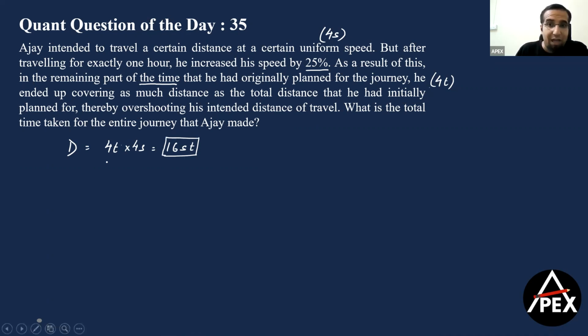Now, when he traveled for 1 hour, and the question says as a part of the remaining part of the time, so the remaining part of the time means he actually traveled for 4t minus 1 hours. Clear? And for this much time, he increased the speed by 25 percent, which means if the speed was 4s and increased by 25 percent, he has traveled this distance at 5s. Clear? And this distance traveled is equal to the original distance that he has planned.